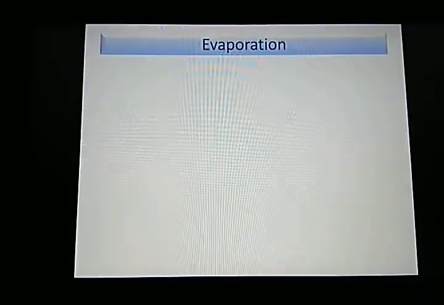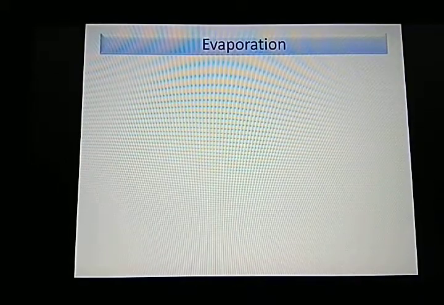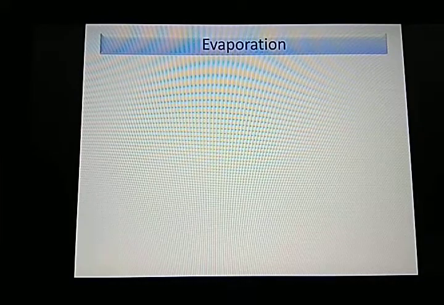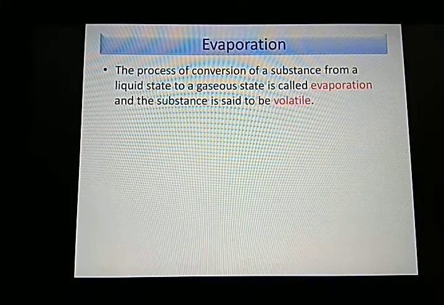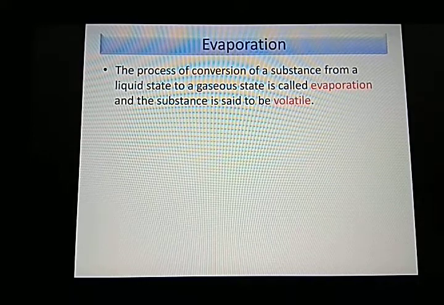So the first one is evaporation. Now evaporation we have already discussed in chapter 1. Still let us recapitulate what is evaporation and how this evaporation can help us in the separation process. The process of conversion of a substance from a liquid state to a gaseous state is called evaporation, and the substance which gets evaporated is said to be volatile. Now this is well known to us.